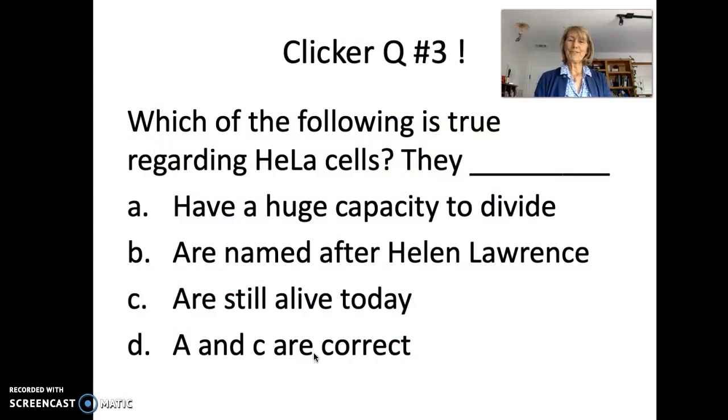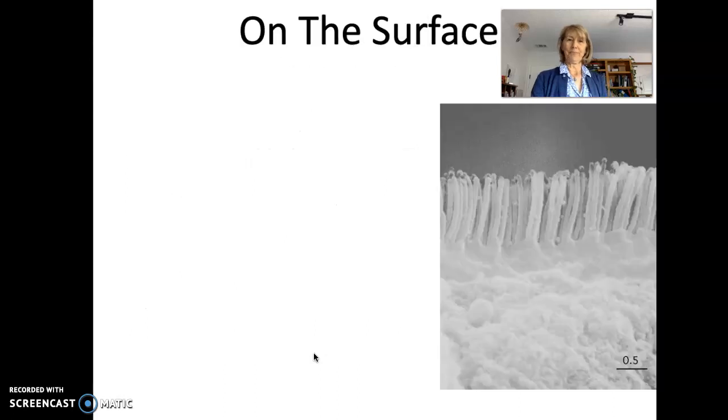Which of the following is true regarding HeLa cells? Oh gosh, that was from the last one. A: have a huge capacity to divide. B: are named after Helen Lawrence. C: are still alive today. And D, A and C are correct, which is right here. And if you said D, A and C are correct, you are right.